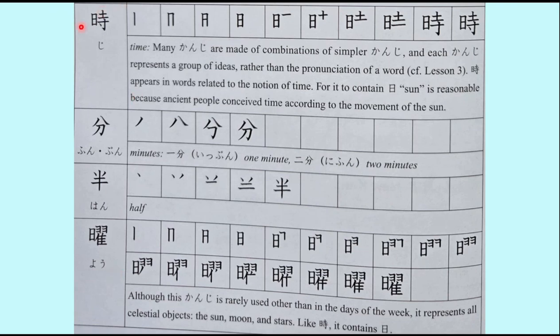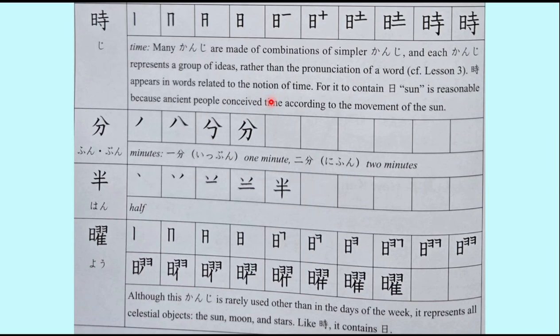Next is G. So the reading of this character is G, which means time, or it may also mean hour, nth hour. So sometimes we call it nanji. That means what time. Nanji desu ka means what time it is or what hour. So many kanji are made of combinations of simpler kanji, and each kanji represents a group of ideas rather than the pronunciation of a word. So this character appears in words related to the notion of time. So it's not that it's only used to represent the hour or the time, but it can be used in connection with any expression that relates to time.